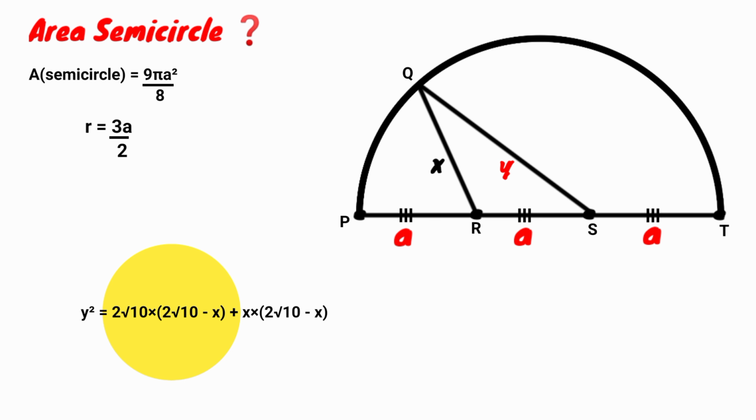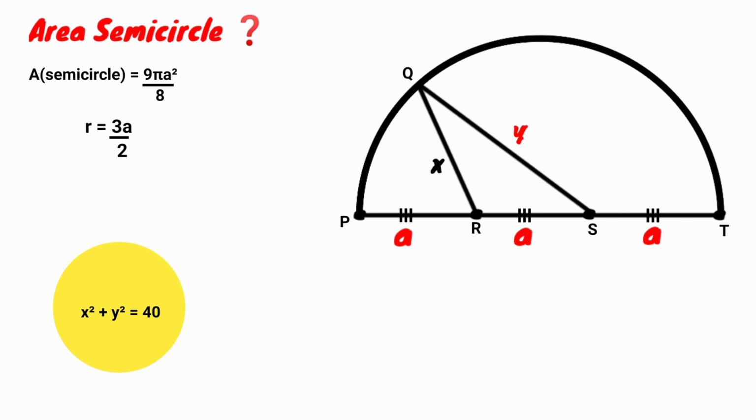2 root 10 times 2 root 10 minus x is 40 minus 2x root 10 plus x into bracket 2 root 10 minus x is plus 2x root 10 minus x squared. Minus 2x root 10 plus 2x root 10 is 0. So it is 40 minus x squared. Therefore, y squared equal to 40 minus x squared. Take negative x squared to the left. So y squared plus x squared equal to 40. That is x squared plus y squared equal to 40. We keep this equation aside.